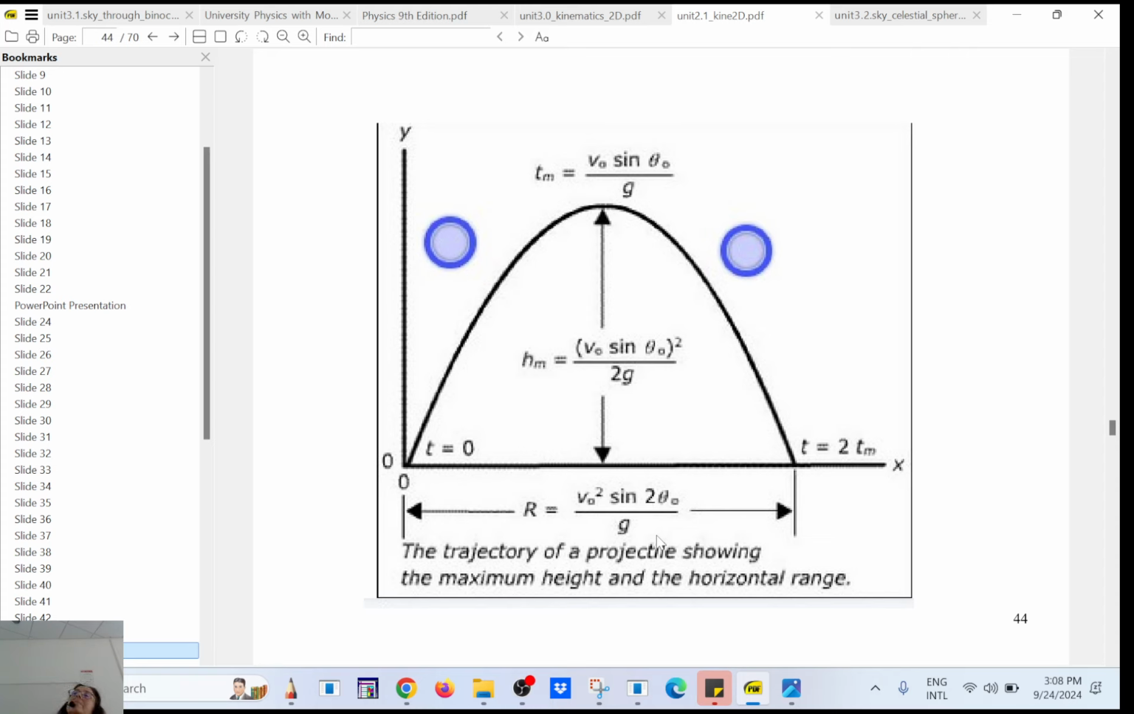Do you agree? Okay, so do you remember what's the maximum range? For a given initial velocity, what's going to be the angle? 45. 45 degrees. Very good. You remember the demo I showed you? 45 degrees. Why is that? Because you see, this is the range. It depends on the initial speed squared times the sine of 2 times this angle here.